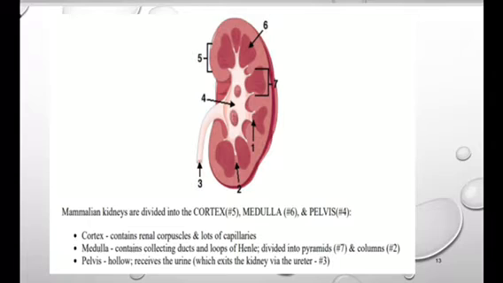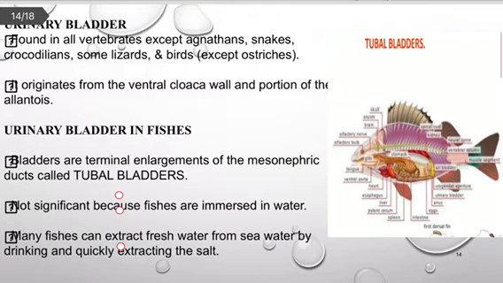Let me talk about the urinary bladder. You find the urinary bladder in all vertebrates except the agnathans, snakes, crocodilians, some lizards and birds. You don't have a urinary bladder. But the ostriches, as far as the birds are concerned, have a urinary bladder. The urinary bladder originates from the ventral cloacal wall and a portion of the allantois.